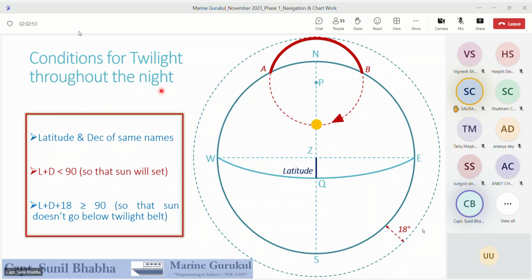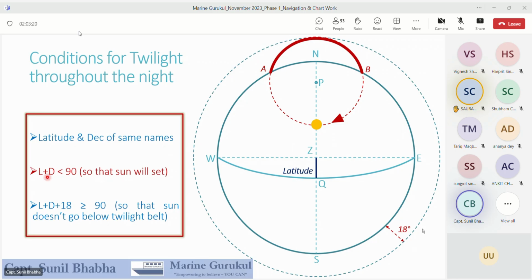Now you should remember the conditions which make this phenomenon possible. For twilight to continue throughout the night, one thing you can notice here is that the latitude and declination should always be of the same names. This is the first condition to be met. The latitude and declination should be of the same names.